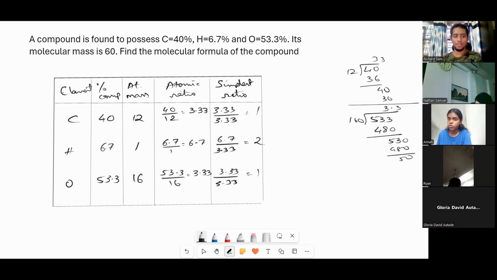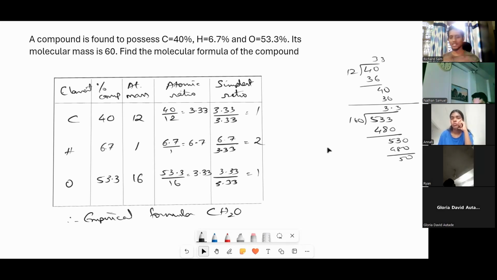So now we have carbon is 1 part, hydrogen is 2 parts, oxygen is 1 part. So therefore the empirical formula is CH2O, same like sugar. Okay, so that's it. Did you understand how to do empirical formula?